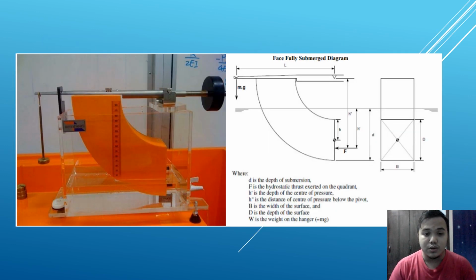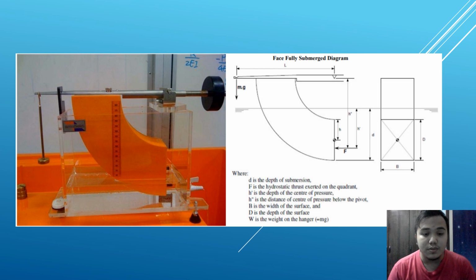So next we go to the figure setup. As you can see on the left hand side, the picture shown is the tilting submerged quadrant, also known as the hydrostatic pressure apparatus. This equipment allows the moment caused by a fluid thrust on a wholly or partially submerged plane surface to be measured directly. A PVC quadrant, which is the orange thing, is mounted on a balance arm pivoted on knife edges which coincide with the quadrant center.